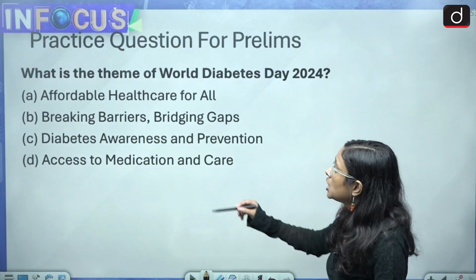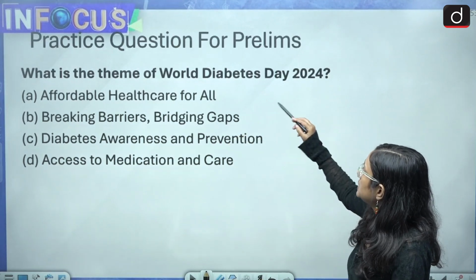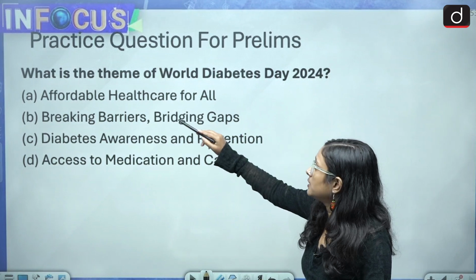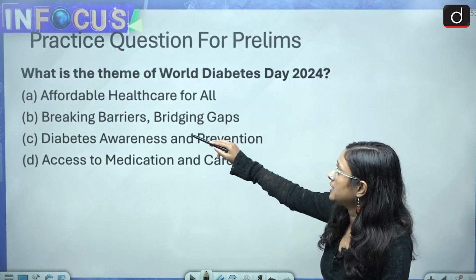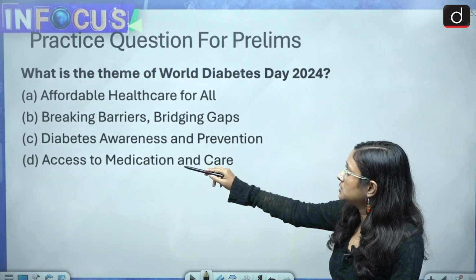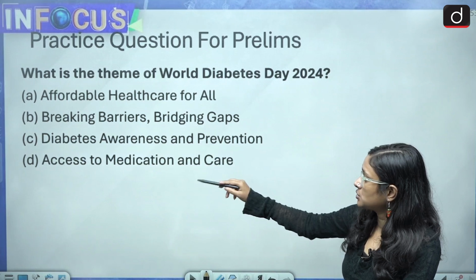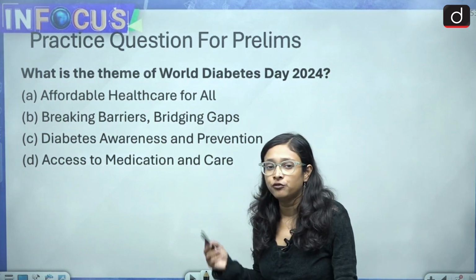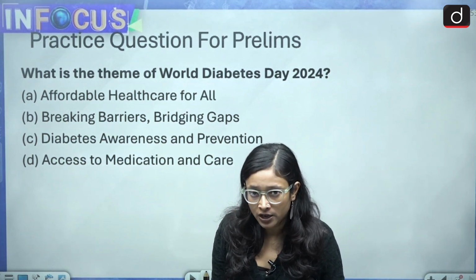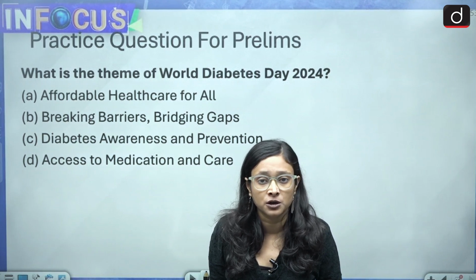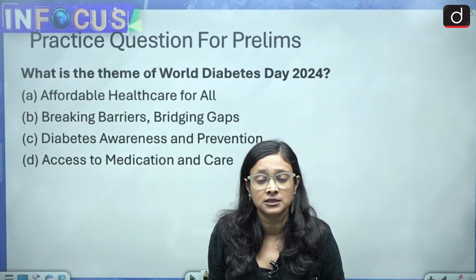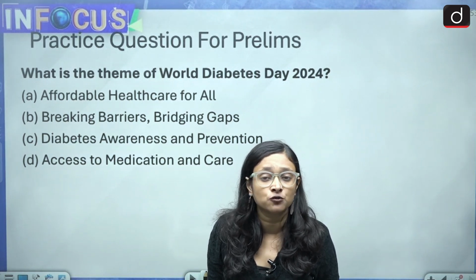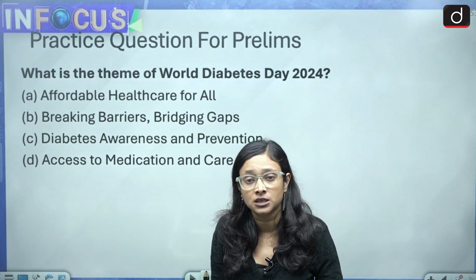The question is, what is the theme of World Diabetes Day 2024? Affordable healthcare for all, breaking barriers, bridging gaps, diabetes awareness and prevention, access to medication and care. For this question, I am dropping you a hint: on 14th of November, the world celebrated World Diabetes Day. So you should find out what the theme of World Diabetes Day is.